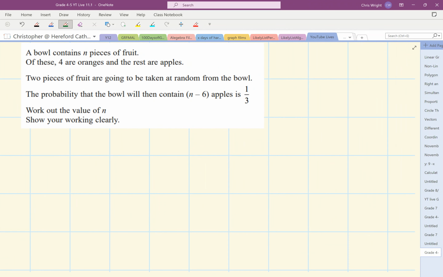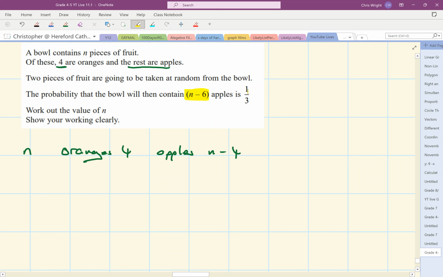We've got a bowl that contains n pieces of fruit. Of these, 4 are oranges and the rest are apples. So we've got n pieces of fruit, oranges 4, apples n minus 4. 2 pieces of fruit are going to be taken at random from the bowl. The probability that the bowl will then contain n minus 6 apples is a third.